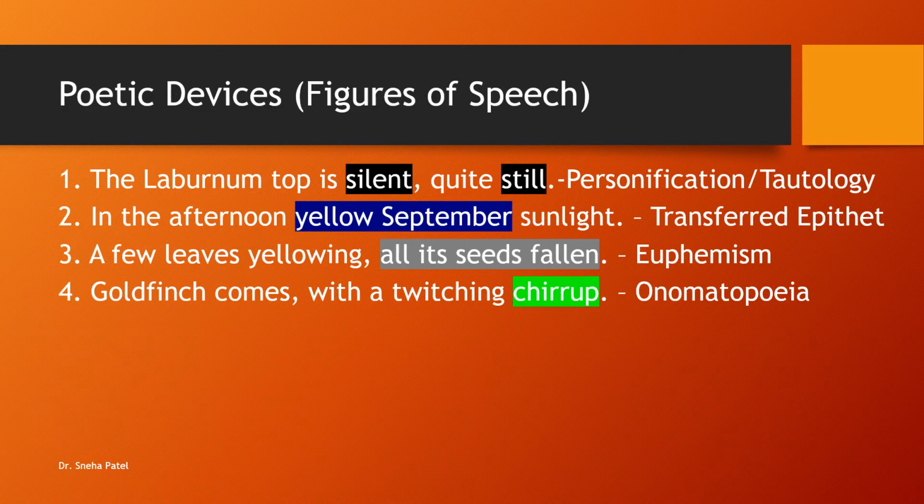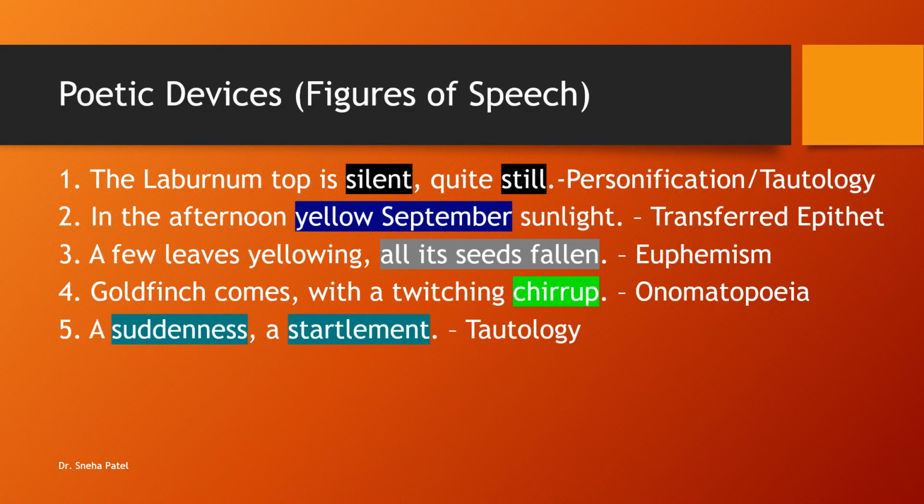Goldfinch comes with a twitching chirp. Here sound is produced, and that's why it's onomatopoeia. A suddenness, a startlement. Both are synonymous terms. That's why it's a tautology.